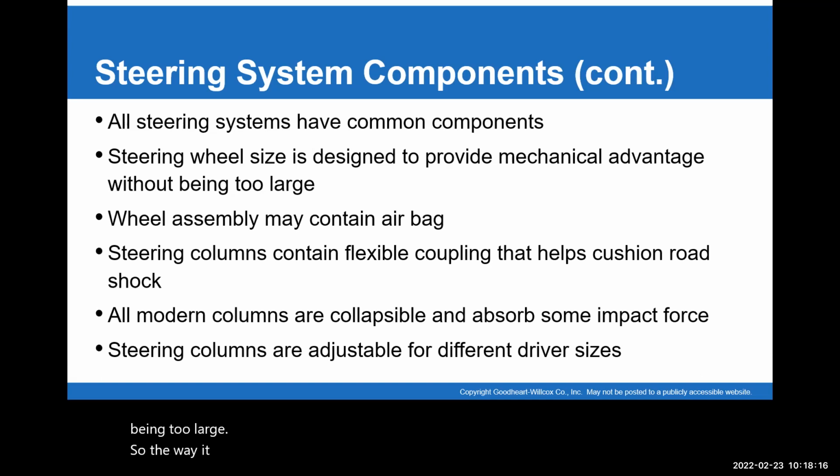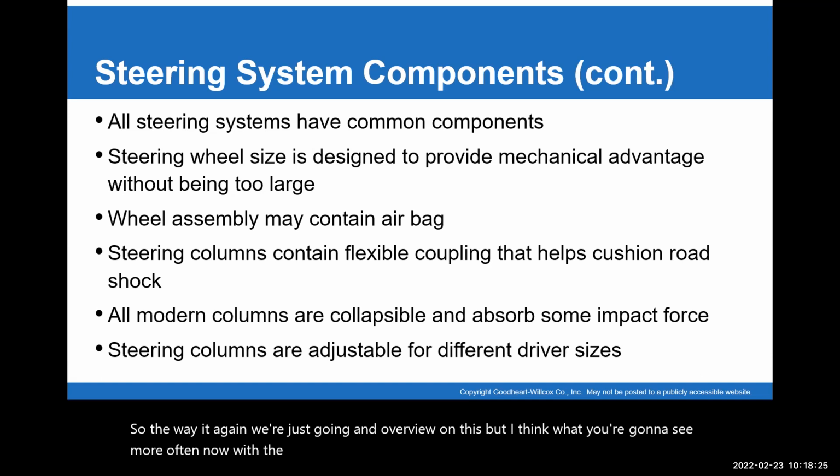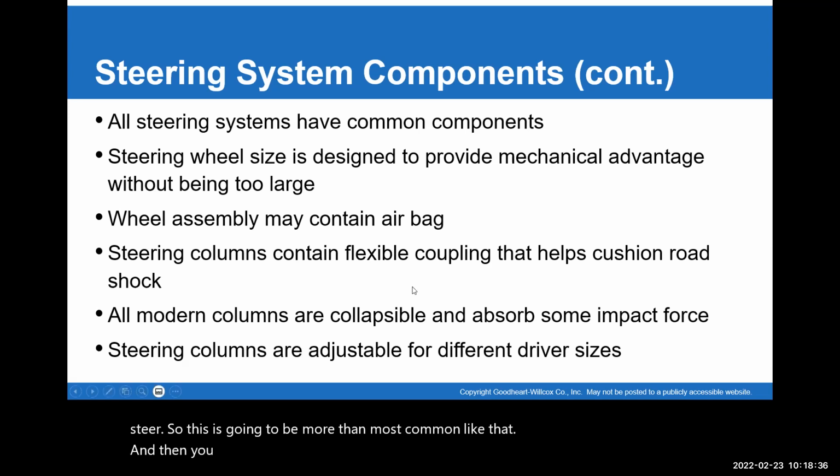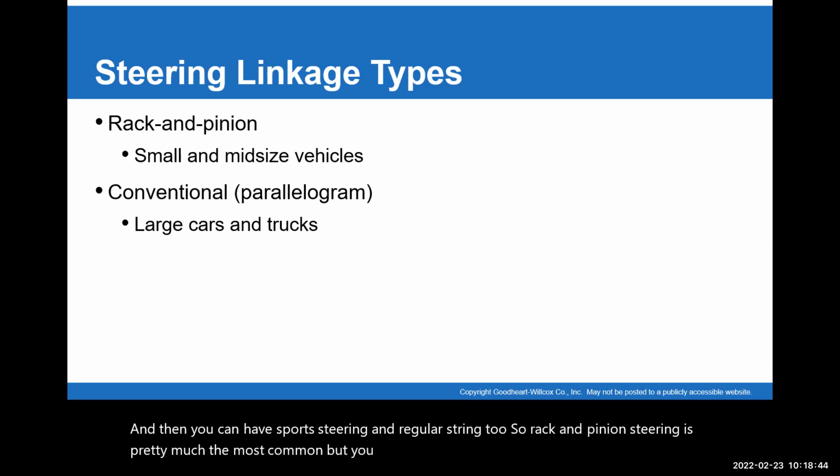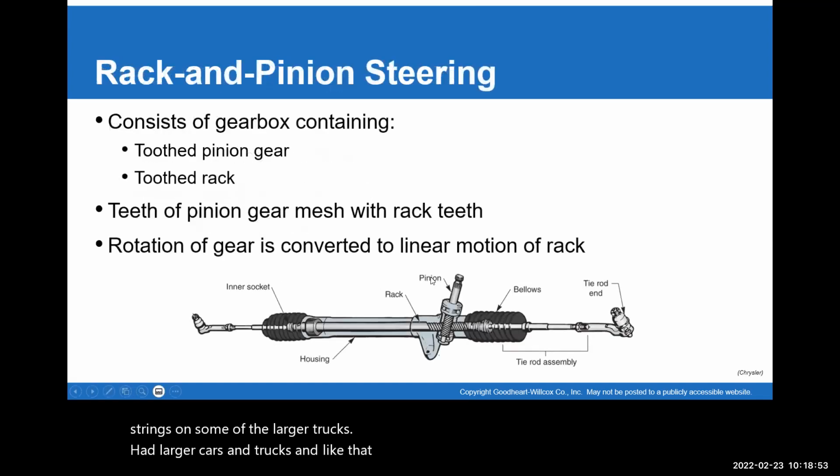Again, we're just going over an overview on this, but I think what you're going to see more often now with the steering, it's going to be more of a rack and pinion with electric steer. So this is going to be the most common. And then you can have sports steering and regular steering too. So rack and pinion steering is pretty much the most common, but you can still see some of the conventional type steerings on some of the larger cars and trucks. So our rack and pinion right here is kind of the most common.